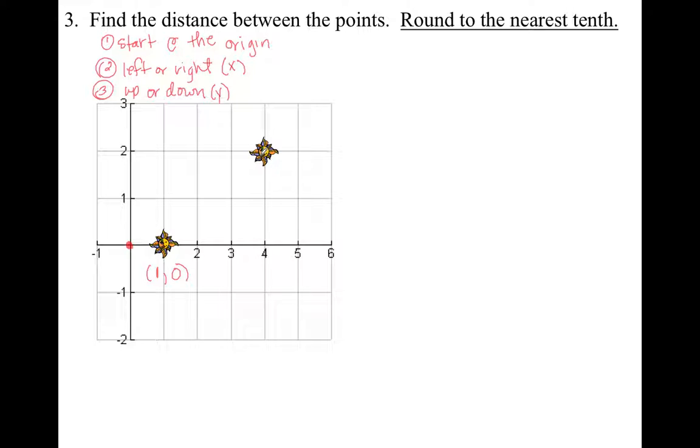Well, what about this second point right here? Starting at the origin, I had to move to the right 4 spaces, which means that my x coordinate is positive 4. And then I had to move up 2 spaces, which means that my y coordinate is a positive 2. So notice I now have both of my points, okay?